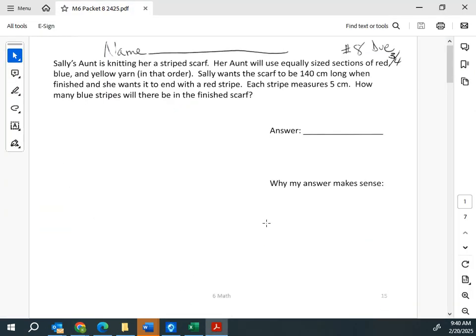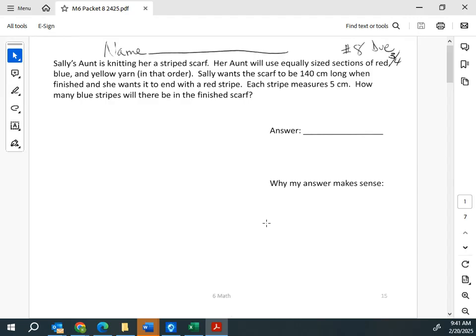Good morning. Today we are making our video for packet number 8. Our first page says Sally's aunt is knitting her a striped scarf. Her aunt will use equally sized sections of red, blue, and yellow yarn in that order. So it's going to be a repeating pattern. Red, blue, yellow, red, blue, yellow.